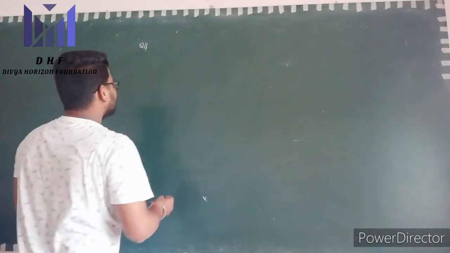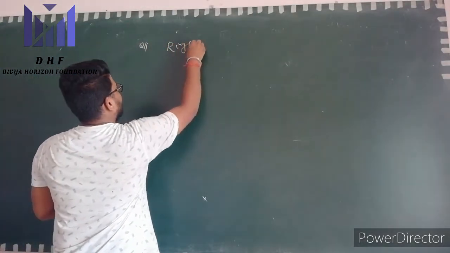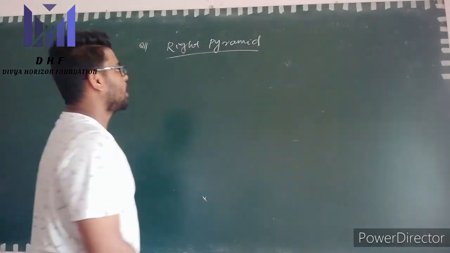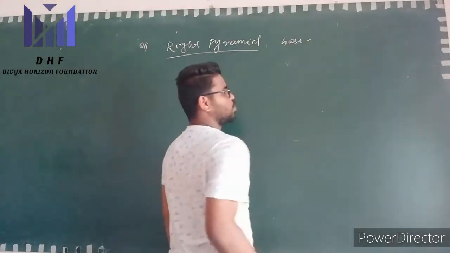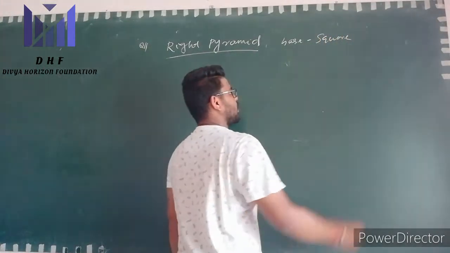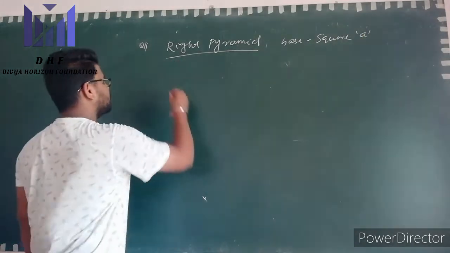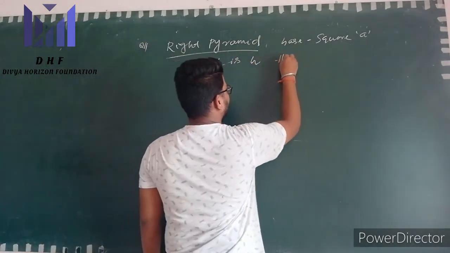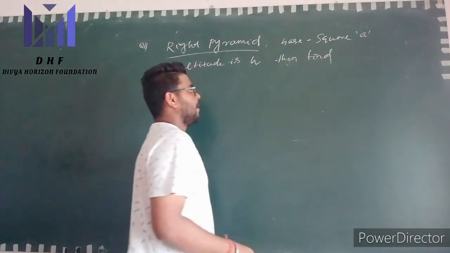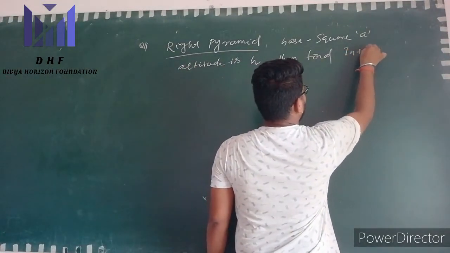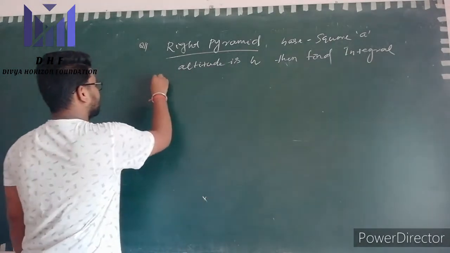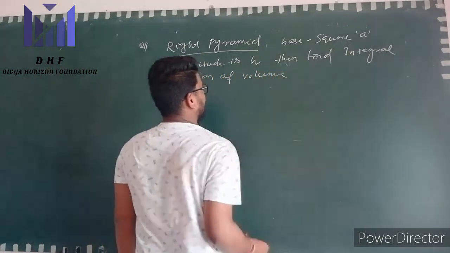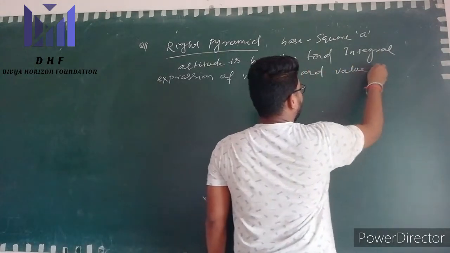Suppose we have a question: given a right pyramid whose base is a square of side A and altitude is h, then find the integral expression of volume and the value of volume.